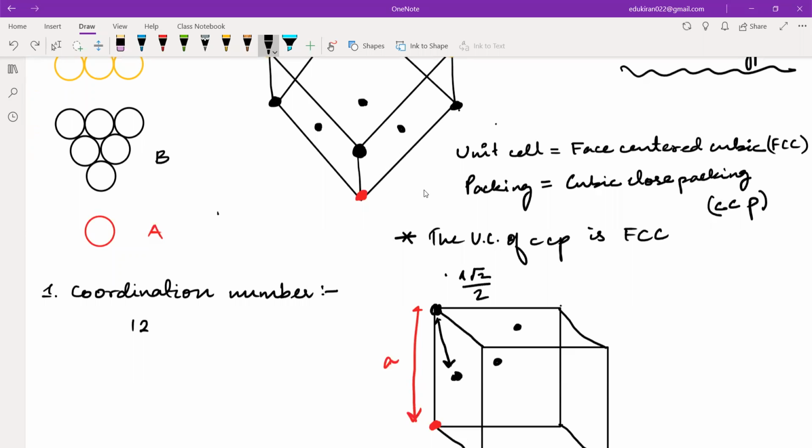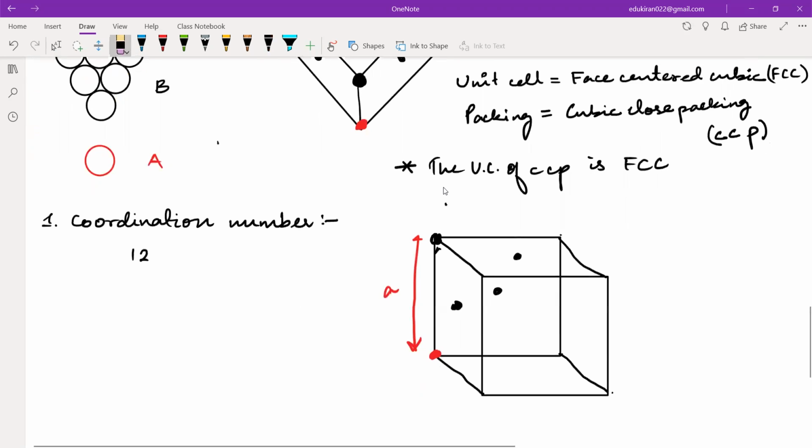Yes or no, guys? Tell me. Can all of you see this? Yes, sir. Now this one is near. So this is touching 3 of these black atoms, right? It is touching 3 of these black atoms. Similarly, it is touching 3 of these black atoms.